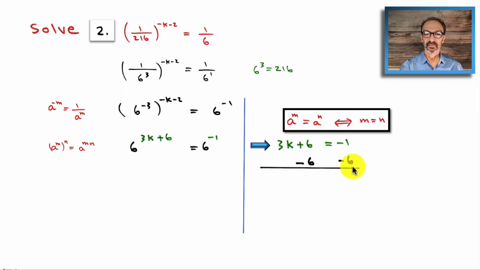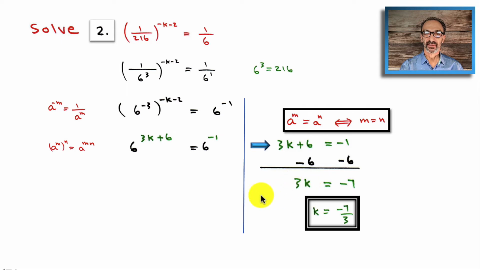This cancels and I end up here with negative 7. Divide by 3 and that is the answer, -7 over 3. Let's go to example number 3.